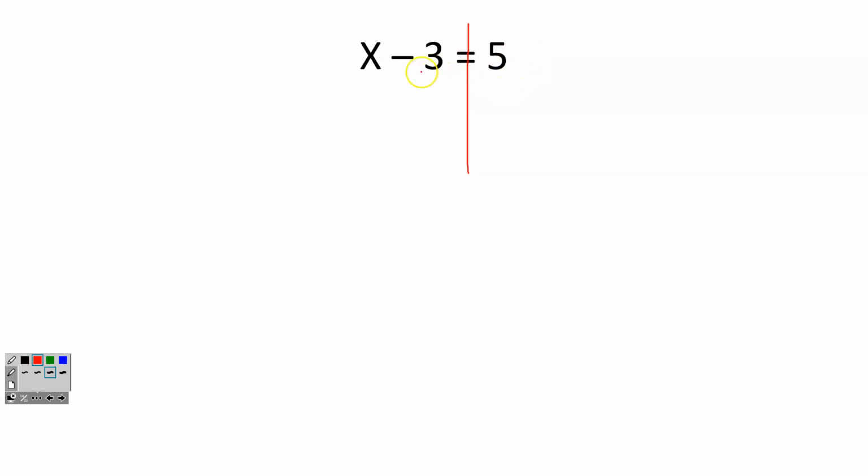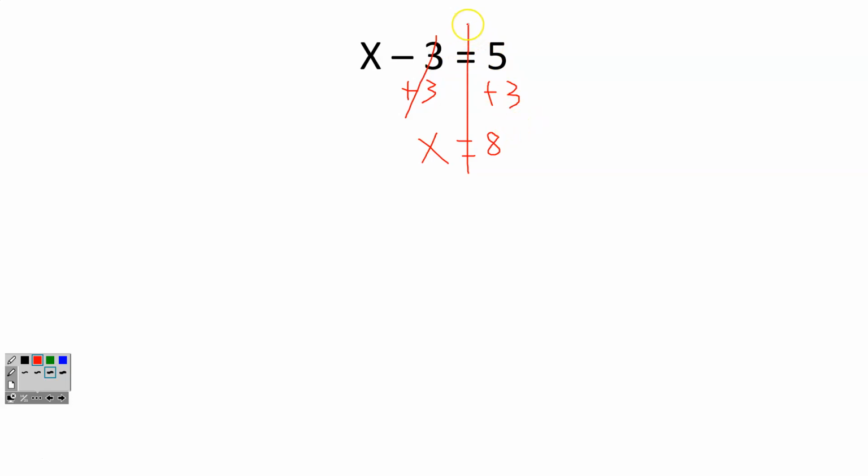So inverse operations say the opposite of subtracting 3 would be adding 3. So I'm going to add 3 to this side. And a negative 3 and a positive 3, those just kind of cancel out. Now, whatever I do to this side, I have to do to this side. So if I added 3 over here, I've got to add 3 over here. So I'm going to bring down my variable, bring down my equal, and 5 plus 3 gives me 8. If I plug it back in to check it, 8 minus 3 does in fact equal 5.